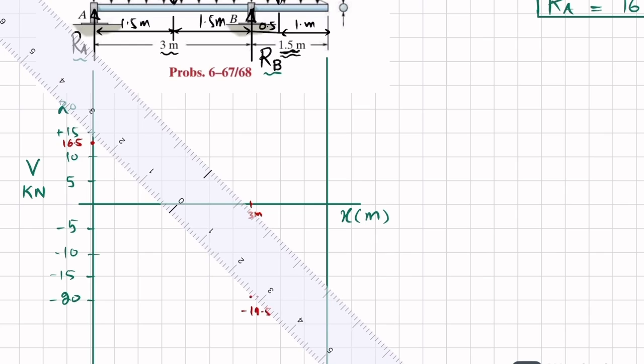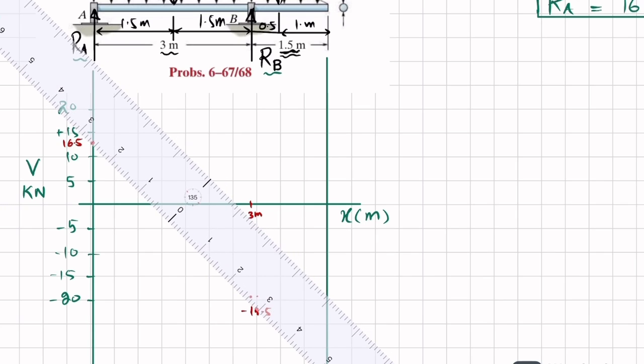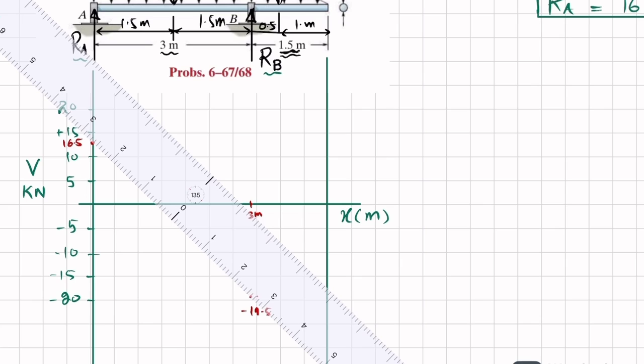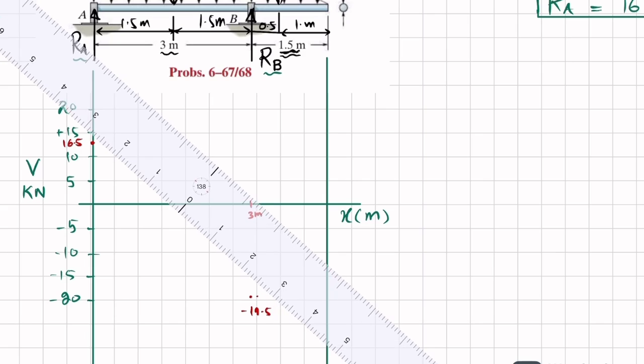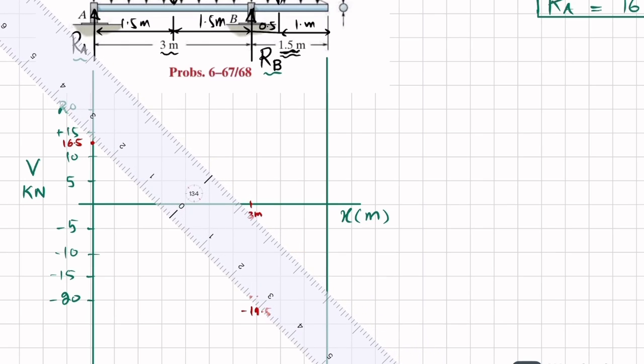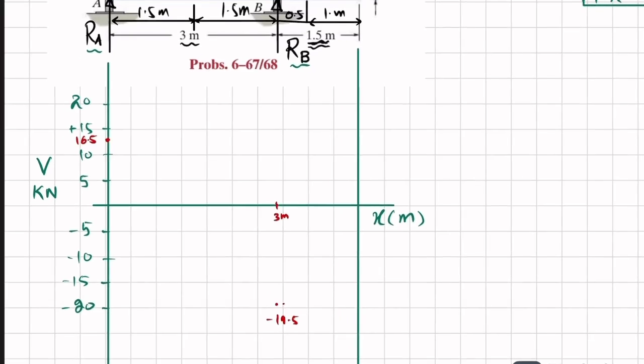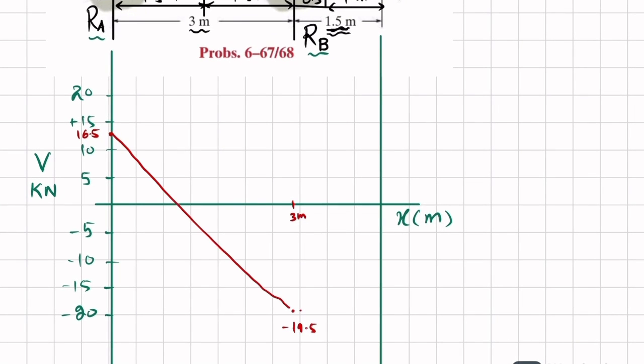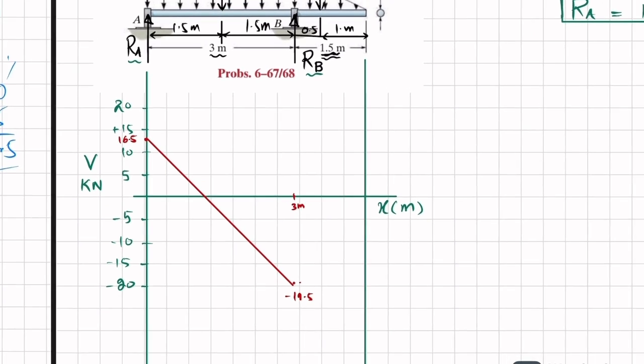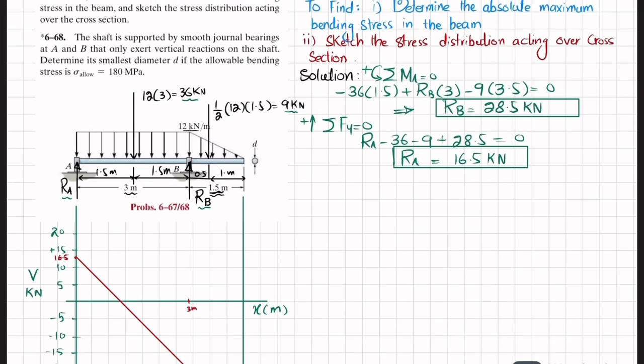I don't know why I am facing difficulty today. Okay, let me try like this. It will be a straight line joining these 2 points. Okay, now you can see that I have joined these 2 points.